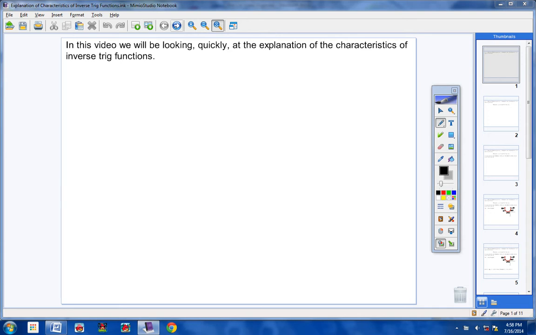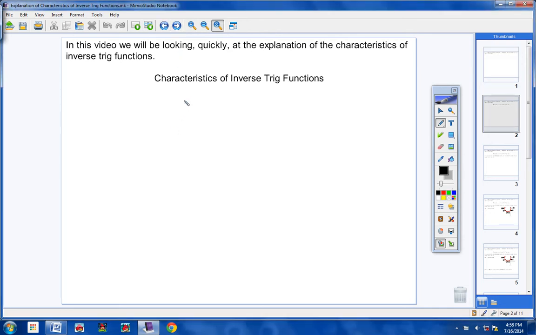Your heading today, please copy this in your notes, is characteristics of inverse trig functions. Characteristics of inverse trig functions. Please also include today's date.